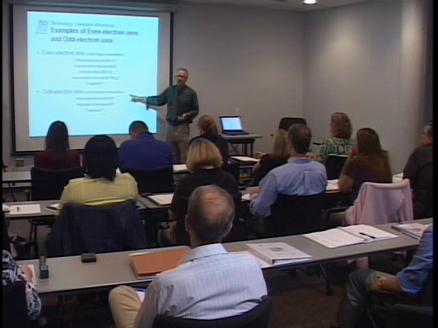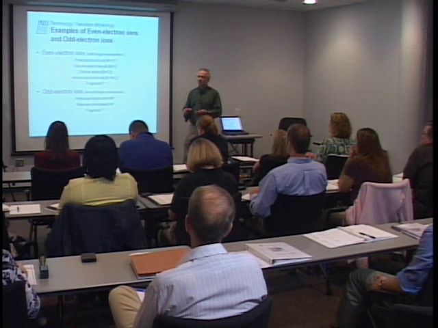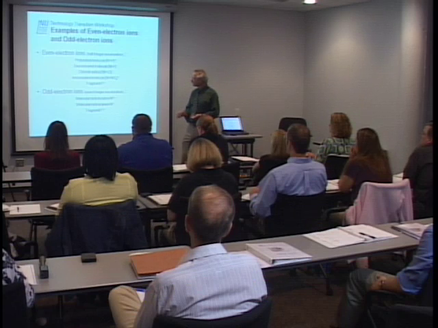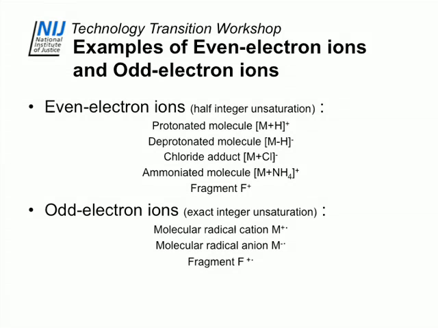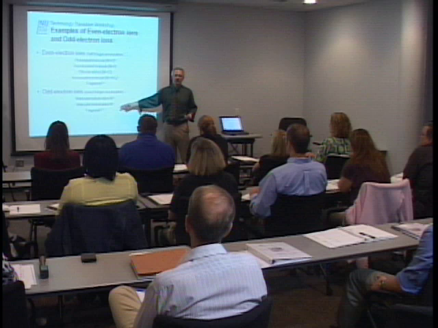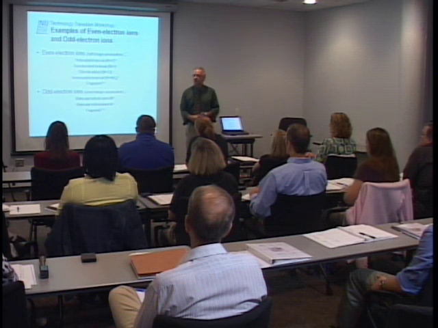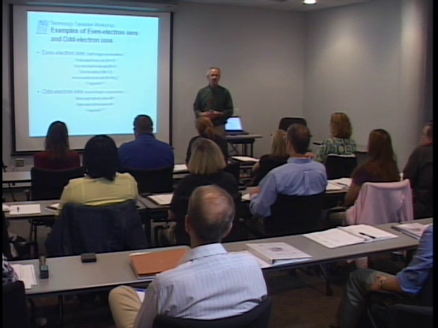Odd electron ions have an exact integer, like 4.0 or 3.0, and those refer to things like a molecular radical cation or molecular radical anion, or some odd electron fragments. These kinds of things are more common in EI mass spectra and GCMS, but you will see them in DART sometimes. We'll talk about the mechanism later. Sometimes you'll see molecular ions for certain kinds of compounds, or you'll see pairs with peaks like that. So it's worth remembering that these things can happen even though they aren't very common.